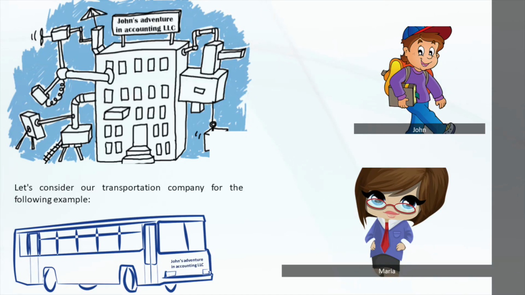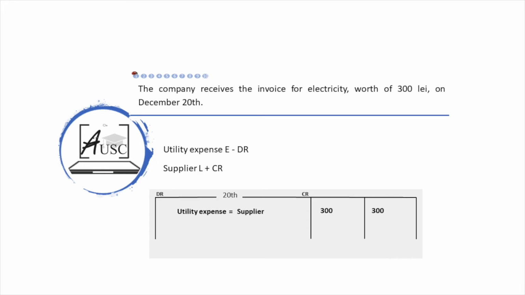Let's consider our transportation company, recall our transactions and then transpose them into journal entries. The company receives the invoice for electricity worth 300 lei on December 20th. We have utility expense, equity minus debit record. Supplier, liability plus credit record. The journal entry on 20th of December will be utility expense on the debit record equal supplier on the credit record with the amount of 300.